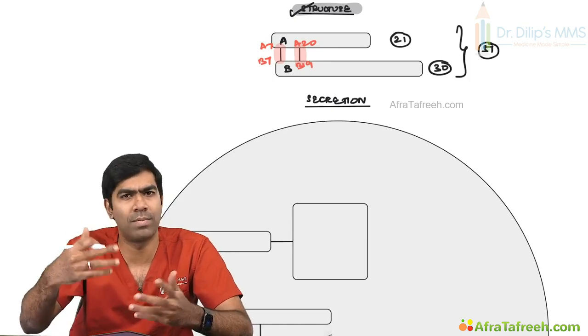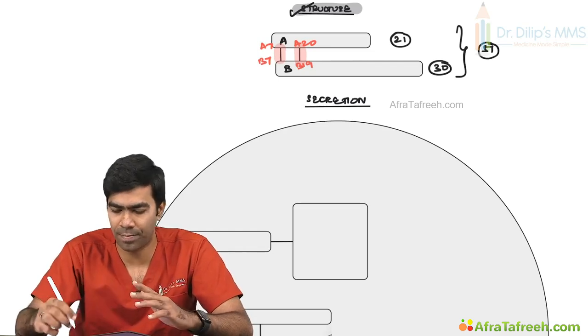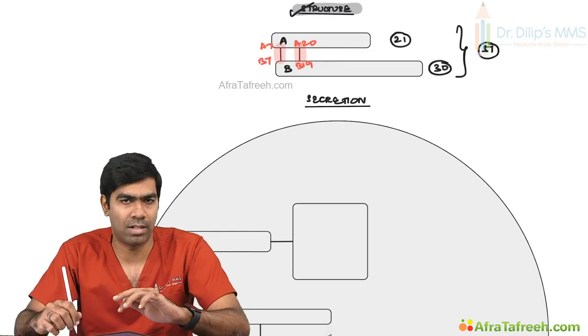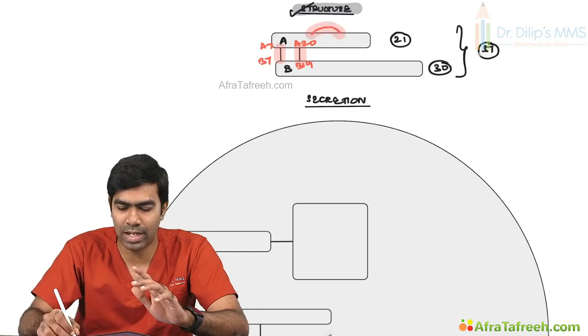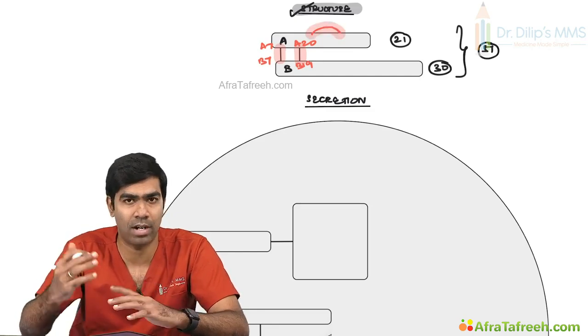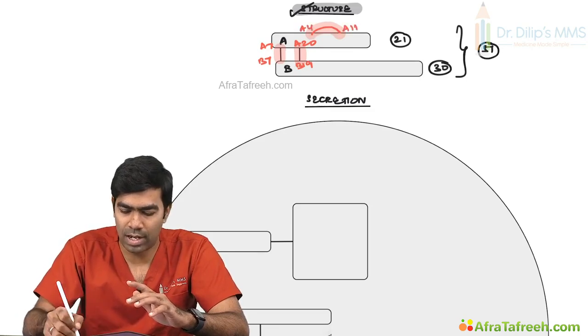So disulfide bonds means it's between cysteine residues only. A7, B7 and A20 and B19. And the third disulfide bond is there, but that is between the A chain. That's called intra-chain disulfide bond. That is between A4 and A11.